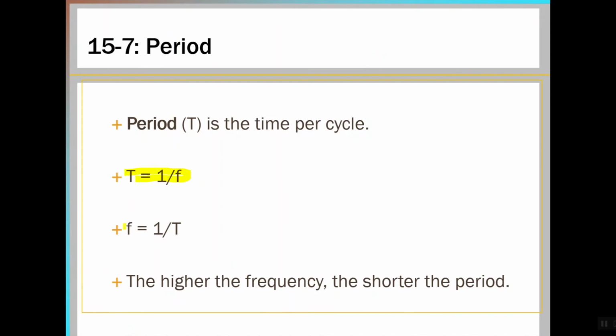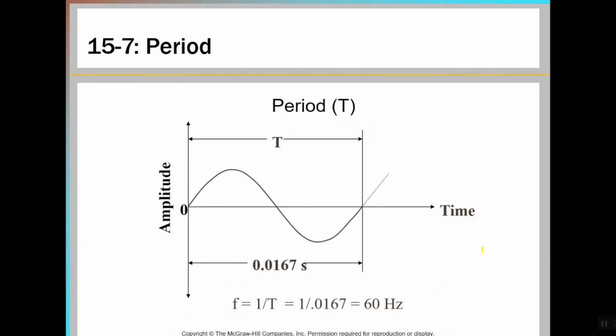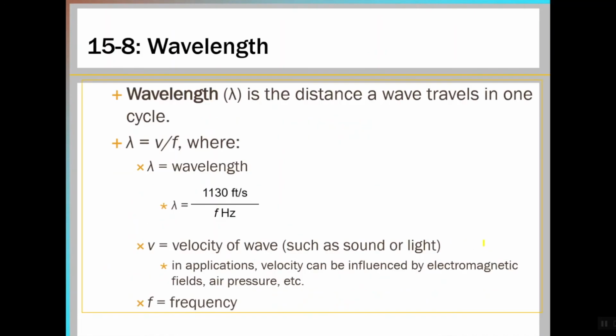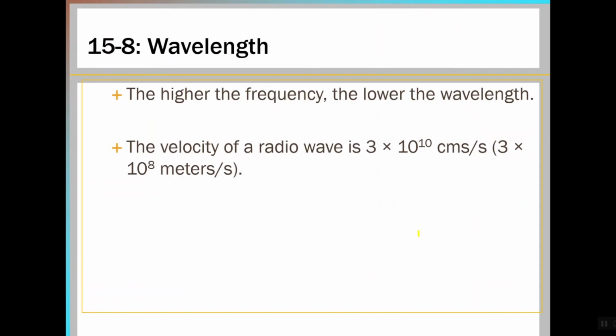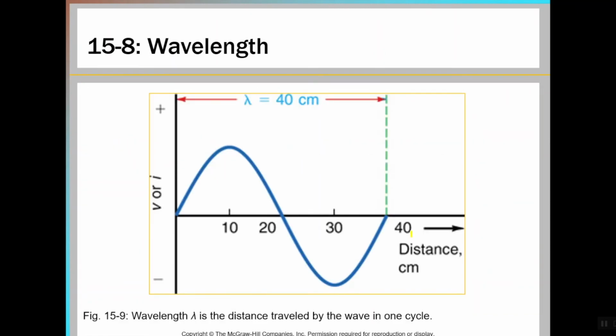Here's the key takeaway from this. T is 1 over F, and F is the reciprocal, 1 over T. Time period. There we go. Wavelength, we'll end with wavelength, and we'll get into the phase angles later.